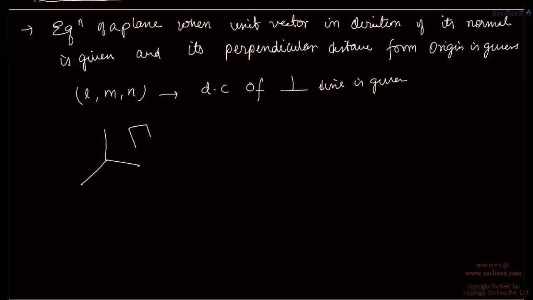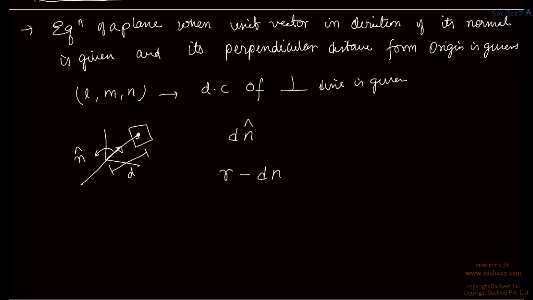Suppose this is our coordinate plane and say this is a plane. So perpendicular distance of this plane is say this distance. So this distance d is given, and unit vector in direction of this is given. Say this is n cap vector is given, because unit vector in direction of this vector is the direction cosine of line, perpendicular line, normal line, right? So position vector of this point can be written as d times n cap, isn't it?